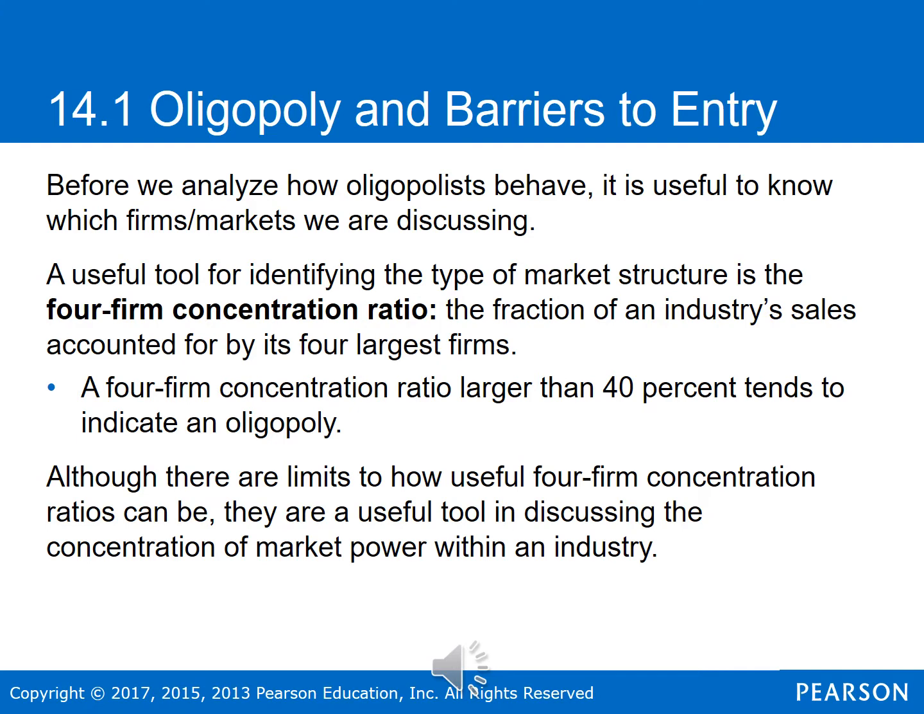A good rule of thumb that economists use is that a four-firm concentration ratio of larger than 40% indicates an oligopoly is present, because those firms tend to have so much market power that they're influencing the choices that the other firms make. Although there are limits to how useful the four-firm concentration ratios can be, they're a useful tool in discussing the concentration of market power within an industry, and they give us a good basic idea of whether there is a lot of competition taking place in the market.